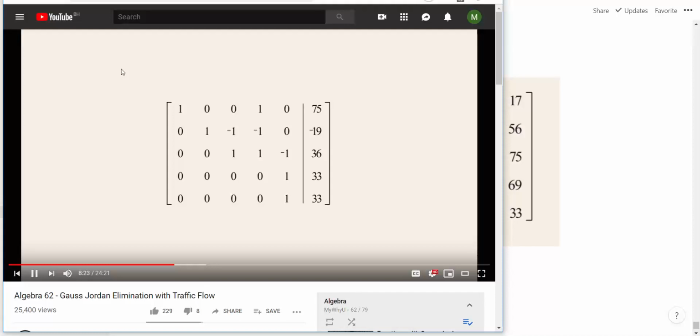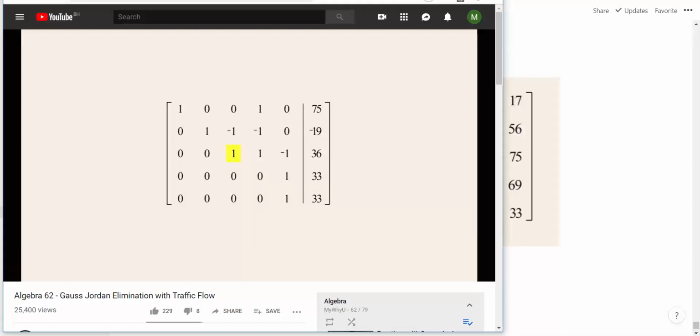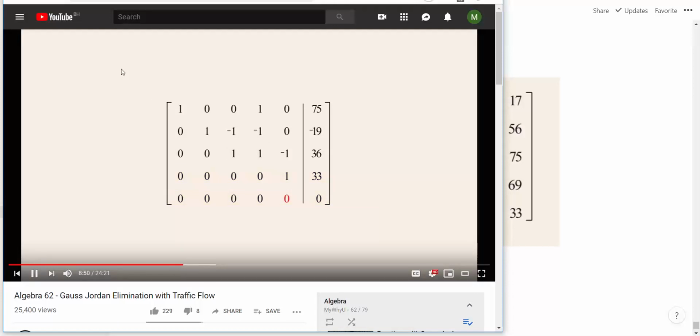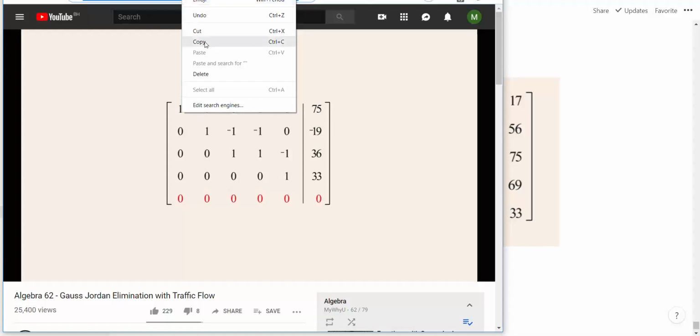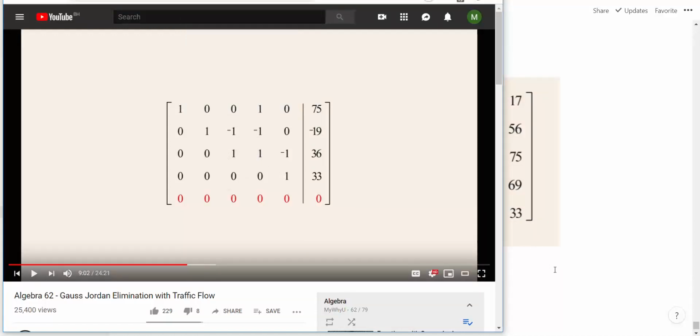Since all the entries below the third row's leading entry are now 0, we move to the fourth row, making sure that its leading entry is a 1. It is. Since that entry is a 1, we now change the entry below to 0 with another pivot, adding -1 times row 4 to row 5. Row 5 has now become all zeros. Rows containing all zeros are allowed in reduced row echelon form matrices as long as they are located at the bottom of the matrix.